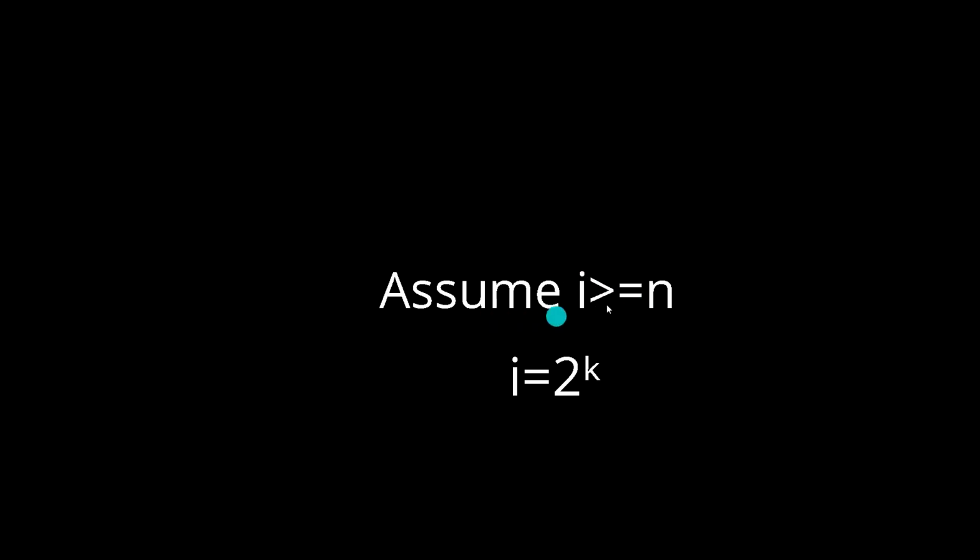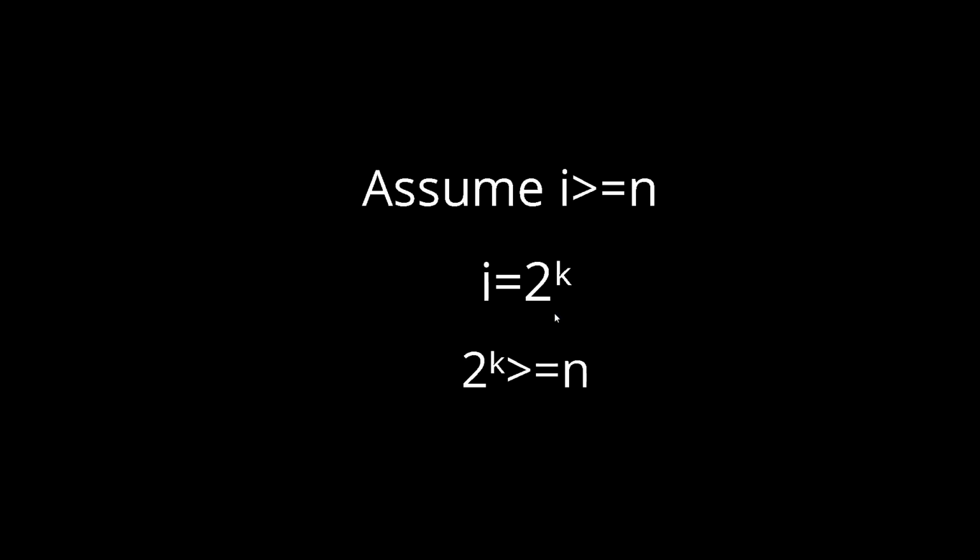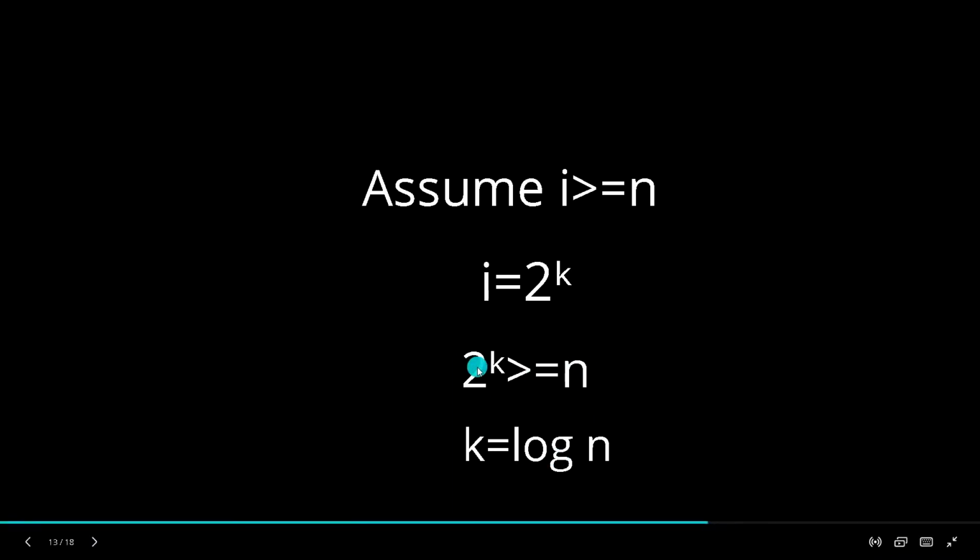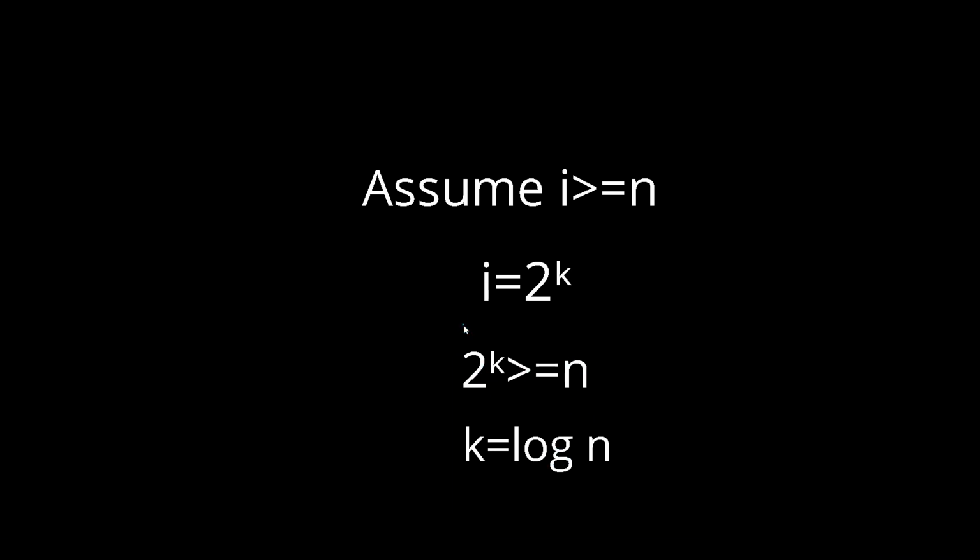We are assuming it that way. So i becomes equal to 2 to the power k. You observe the pattern, right? It is coming from 1, 2, 2 square, 2 cube, so on till 2 to the power k. So assume that i is equal to 2 to the power k. So this 2 to the power k is greater than or equal to n. So if 2 to the power k equals n, then k will become log n.